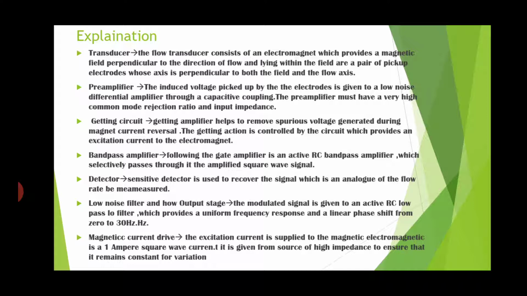Low pass filter and output stage. The modulated signal is given to an active RC low pass filter which provides a uniform frequency response and a linear phase shift from 0 to 30 Hz. Magnetic current drive. The excitation current supplied to the electromagnet is a 1 ampere square wave current. It is given from a source of high impedance to ensure that it remains constant despite variation.